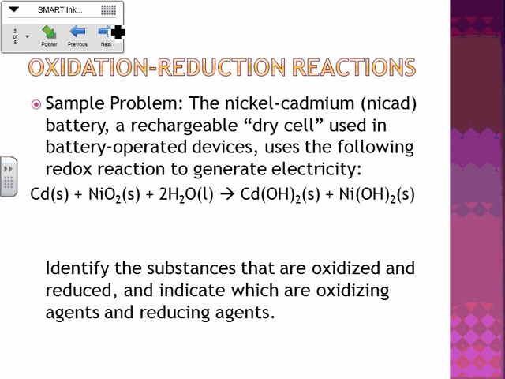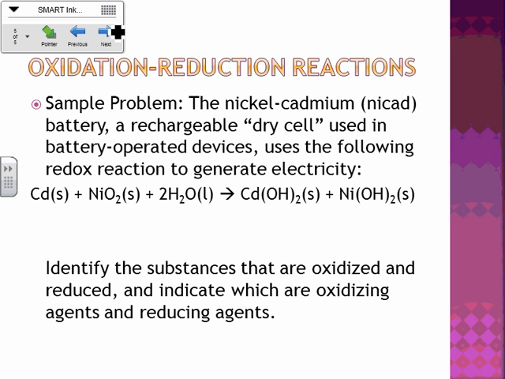Okay, so here's the example. The nickel-cadmium battery uses the following redox reaction to generate electricity. We want to identify the substances that are oxidized and reduced and indicate which are oxidizing agents and which are reducing agents. Okay, so in order to do this, we're going to have to figure out some oxidation numbers here, and this is kind of a long one, but we should be able to figure this out.